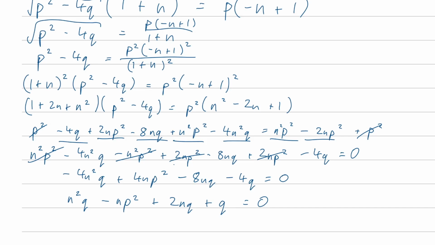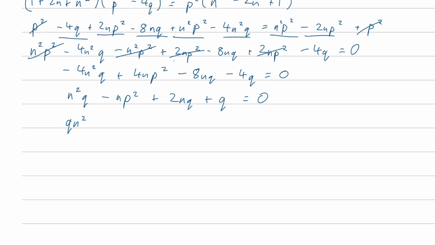The only thing left is for the n term to factorize that. So we have q n squared, just rewriting the order, plus 2q minus p squared, times n. So we expand that out to get back where we started, plus q equals 0.